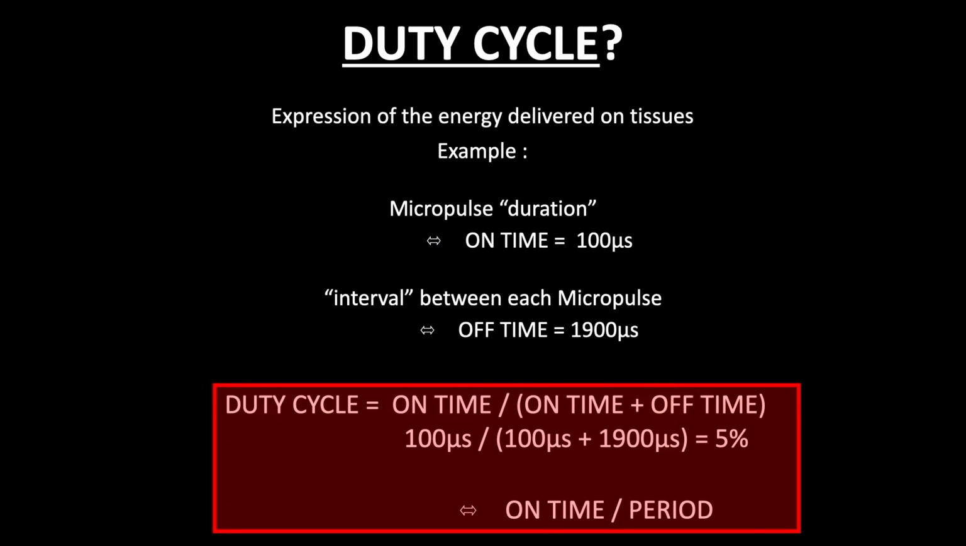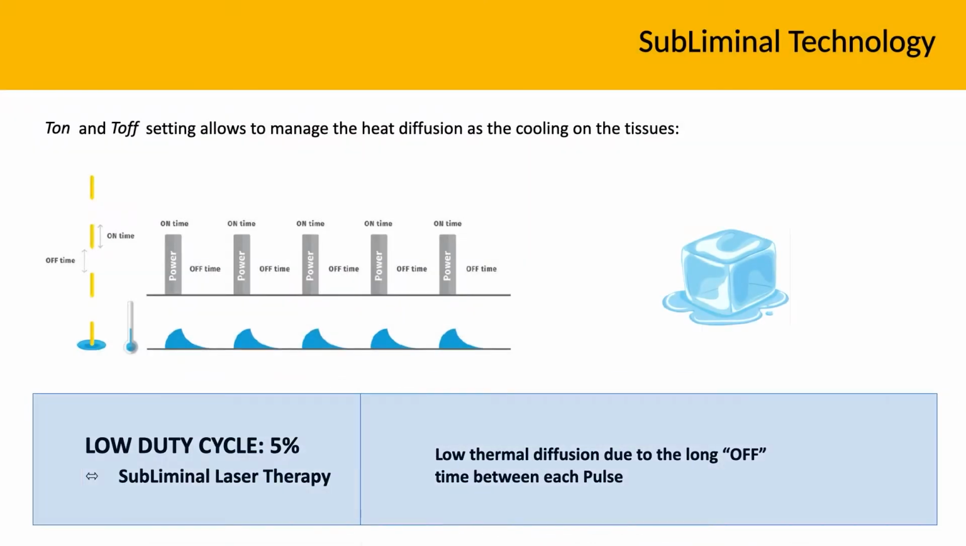Here we will introduce the concept of duty cycle. The duty cycle refers to the time that the laser is on divided by the entire duration of the pulse. So when we talk about a 5% duty cycle, what that means is that the laser is on 5% of the time, and 95% of the time the laser is off. During that 95% of the time that the laser is off, the tissue is allowed to cool, so there is no heat wave expansion. So again, in the subliminal or micropulse mode, there is low thermal diffusion due to the long off time between each pulse.